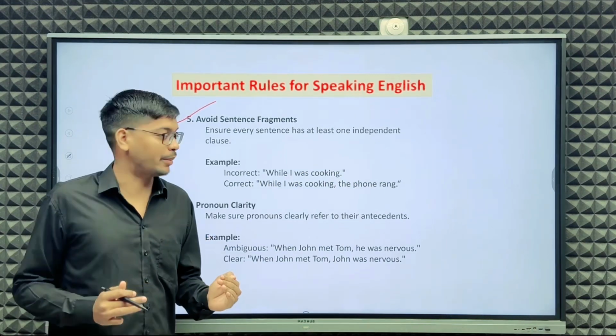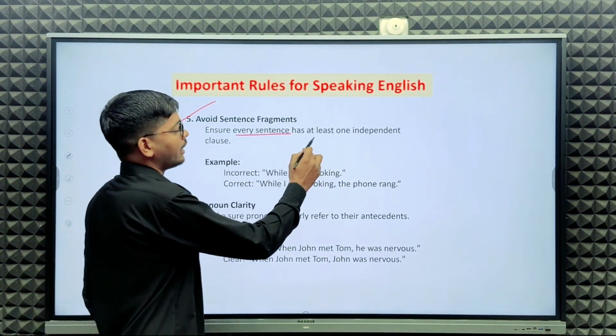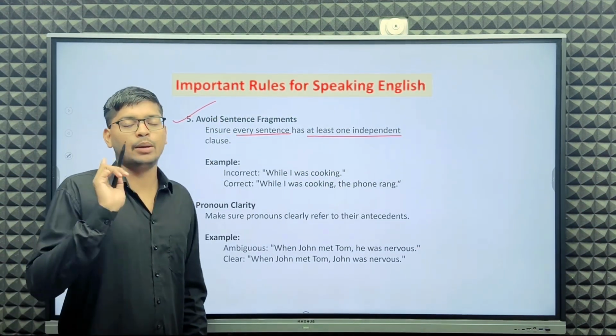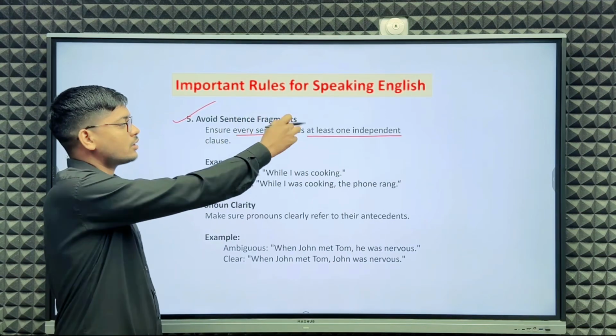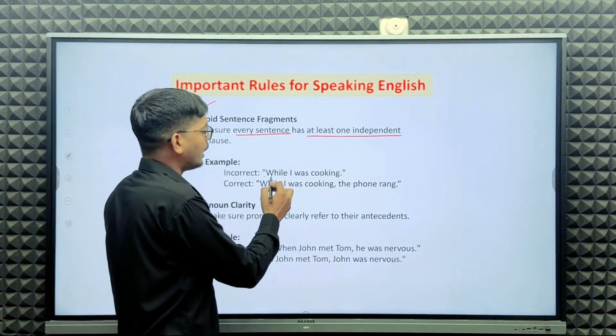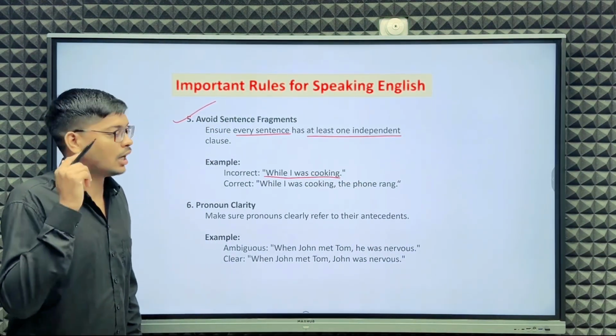Avoid sentence fragments. Ensure every sentence has at least one independent clause. Example: "While I was cooking."